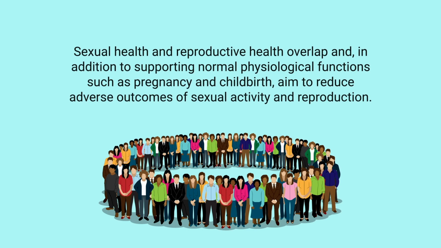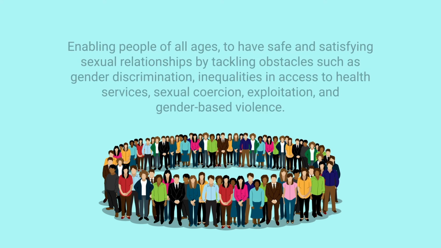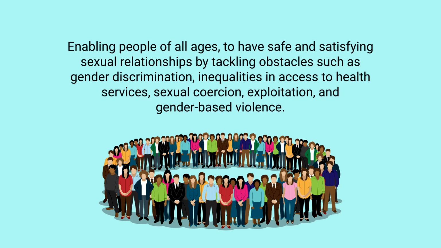Sexual health and reproductive health overlap. In addition to supporting normal physiological functions such as pregnancy and childbirth, they aim to reduce adverse outcomes of sexual activity and reproduction, enabling people of all ages to have safe and satisfying sexual relationships by tackling various obstacles like gender discrimination, inequalities, lack of access to health services, sexual coercion, exploitation, and gender-based violence. These things are very common, not only in our country but in most countries. So you can see sexual and reproductive health has been given too much importance. There should not be any inequalities, no discrimination, and no gender-based violence.